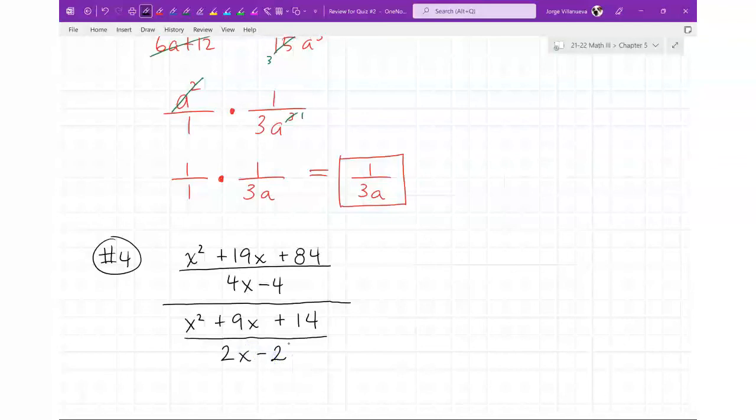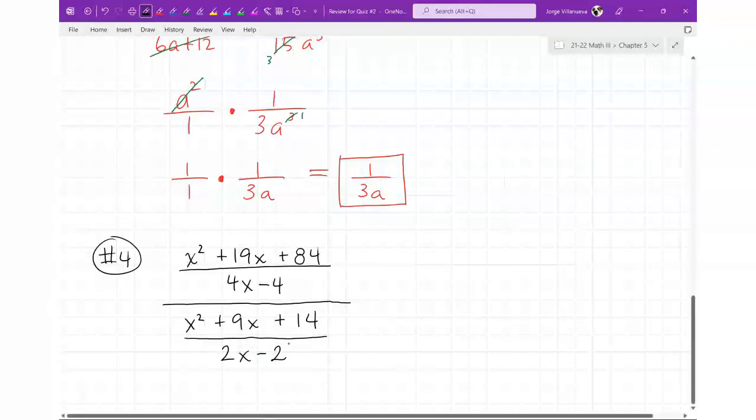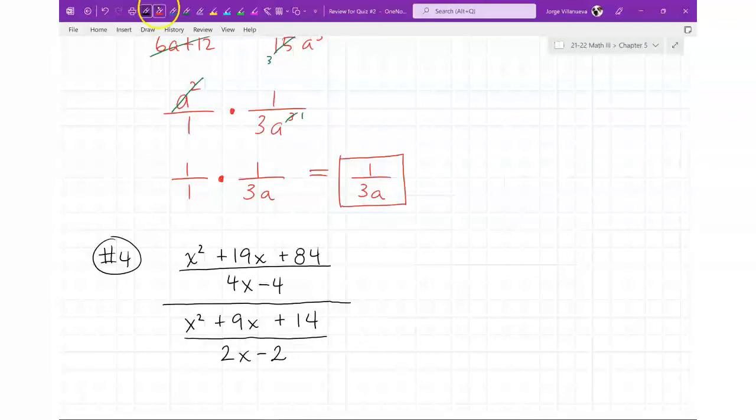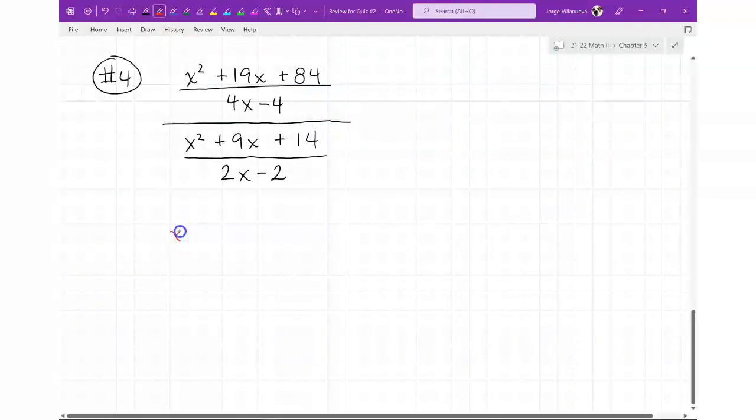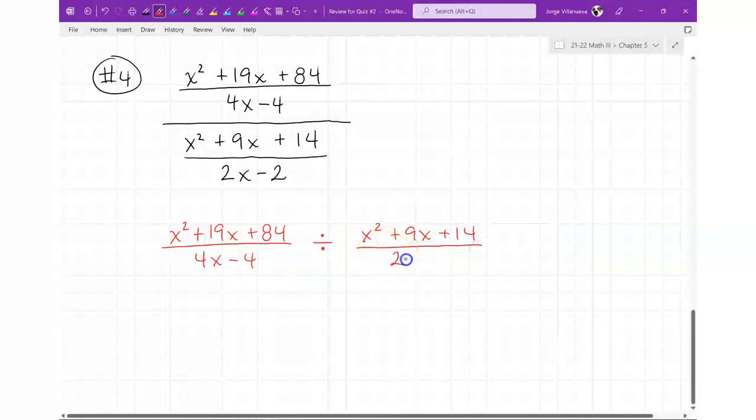So notice this is called a complex fraction, because it's a fraction divided by a fraction. I always recommend you rewrite things. So here we go: x squared plus 19x plus 84 over 4x minus 4, divided by x squared plus 9x plus 14 over 2x minus 2. That's what I always do.